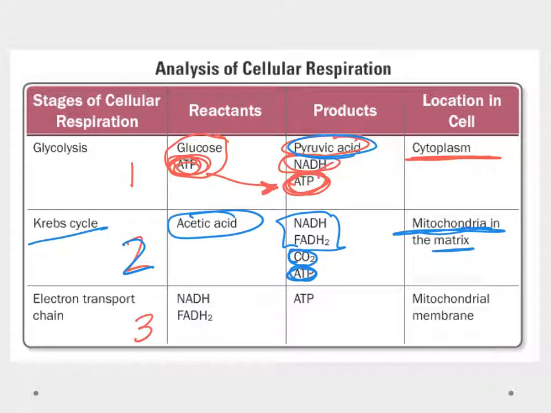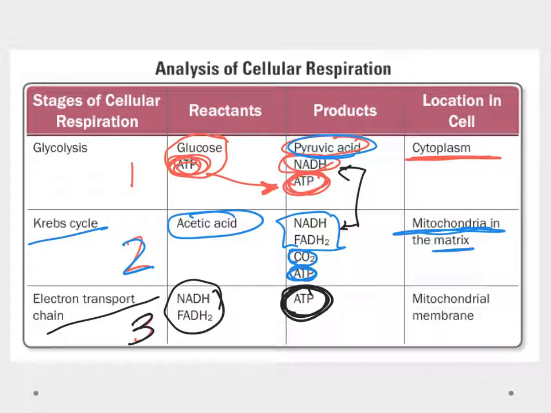And then finally, the last step in cellular respiration is the electron transport chain. And this is where we're taking our electron transport molecules that we've generated from up above, and we are going to make a whole bunch of ATP. And this happens in the mitochondrial membrane.